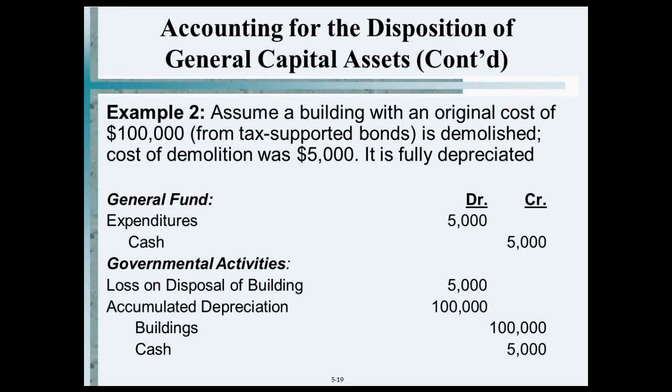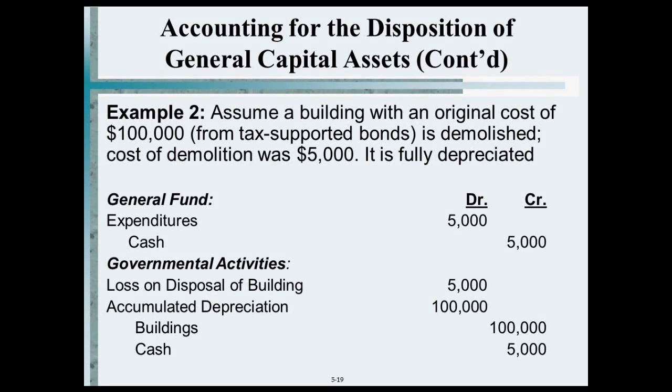Okay, here's another one. Assume a building with an original cost of $100,000 is demolished. Cost of the demolition was $5,000. It's fully depreciated. Same exact thing. General fund entries are very easy to figure out because they seem to be what? Cash driven, right? And I don't mean to say it that way because it's wrong to say it that way in some sense, but you can see the focus is on financial resources.